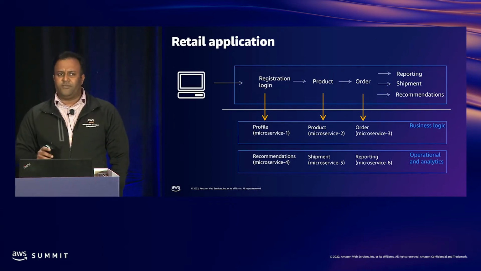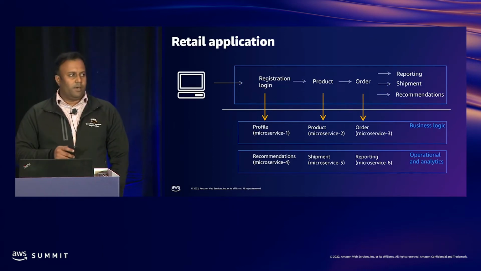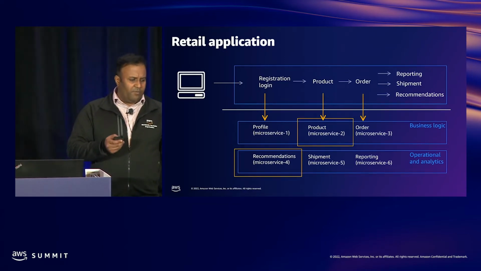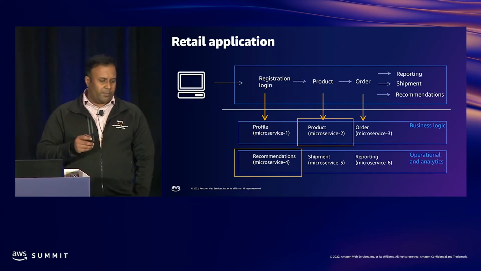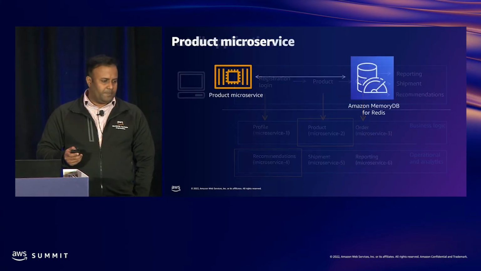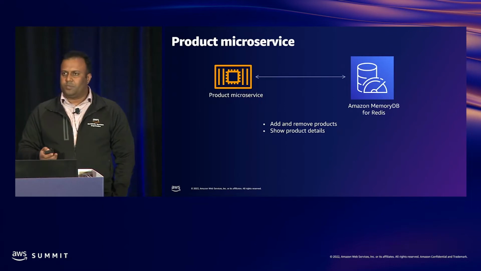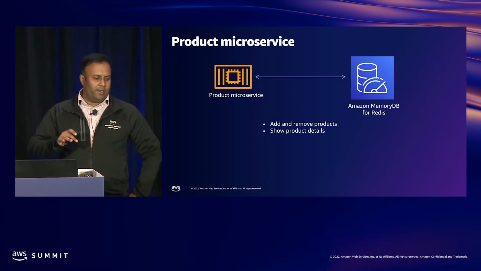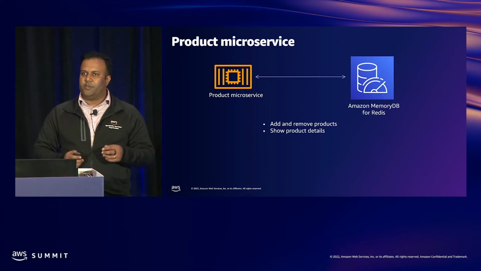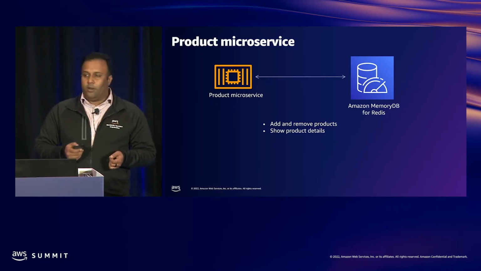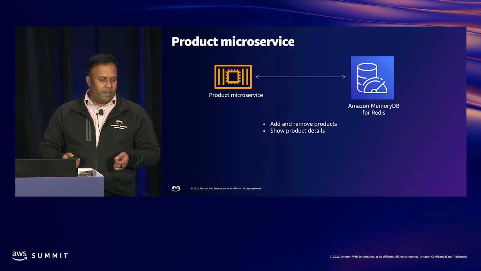We use a variety of data structures for this. I'm just going to give a very quick primer on it. And for today, we're going to be touching mostly on the product and the recommendation service. If you look at a product microservice, you get into the product, and you can simply add new products, delete products. You can see product details, and all this data is stored durably in MemoryDB.